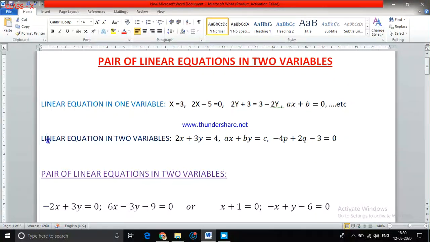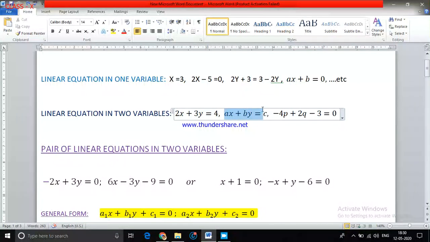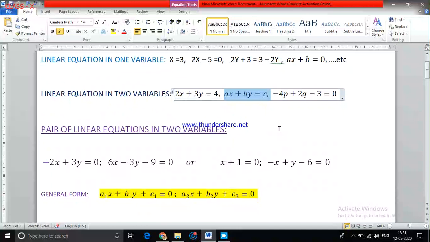Next, when I go for linear equation in two variables, I think in class 9th you already studied about linear equation in two variables. The examples are 2x plus 3y equals to 4, or minus 4p plus 2q minus 3 equals to 0. And the general form of the linear equation in two variables will be ax plus by equals to c. This is the general equation of a line in two variables.